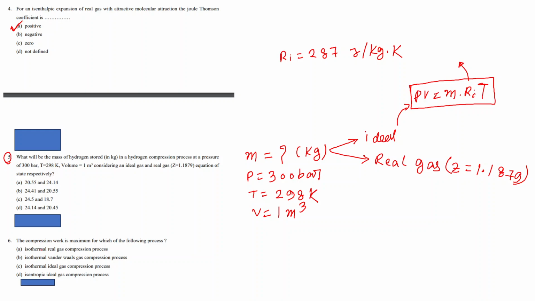Okay, coming to the next question. Question number 6. The compression work is maximum for which of the following processes? You know that the isentropic process. Answer D is correct for question 6. Okay.